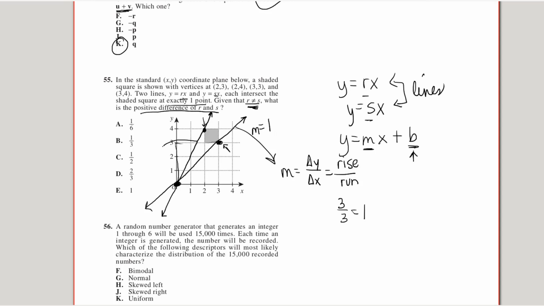Now what about this line? We're going to rise up 4 and run 2, which is 4 over 2, which equals 2. That has a slope of 2. So our question asks for the difference in r and s, those slopes. So our absolute value difference is 2 minus 1, which equals 1. And that is answer choice E.